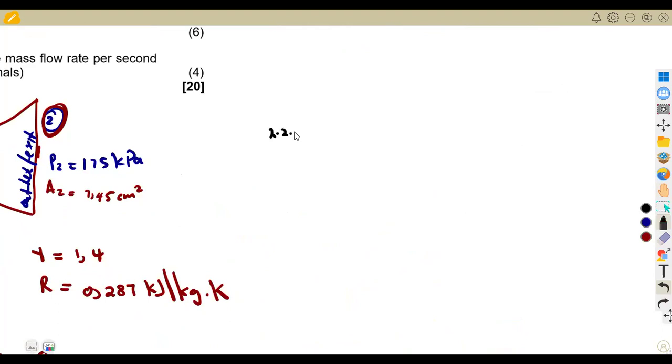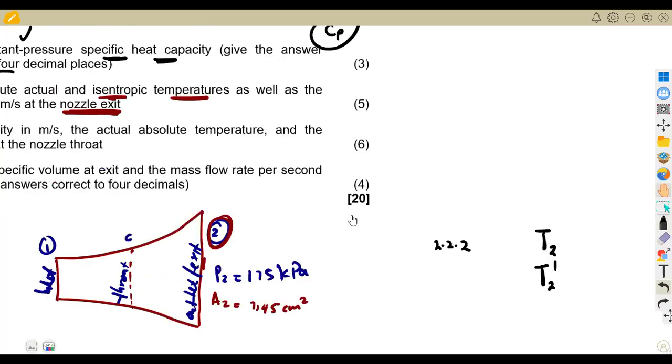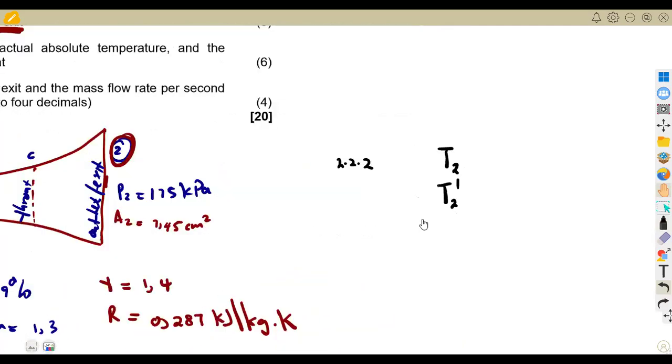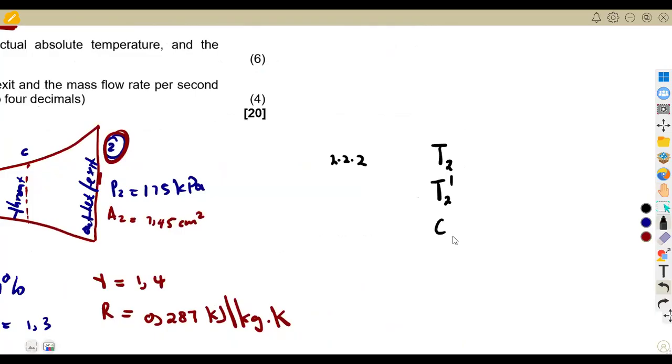So at the exit, we want the absolute temperature, which we are supposed to calculate, T2, and the isentropic value, and what else? The velocity. As well as the velocity, all right? So the velocity is just the velocity. This one, they are talking about C2 there at the exit, remember. So that's the idea there. So how do we calculate T2?